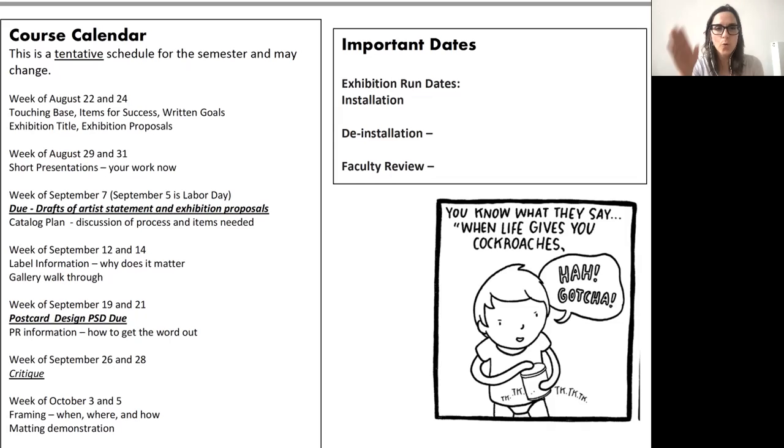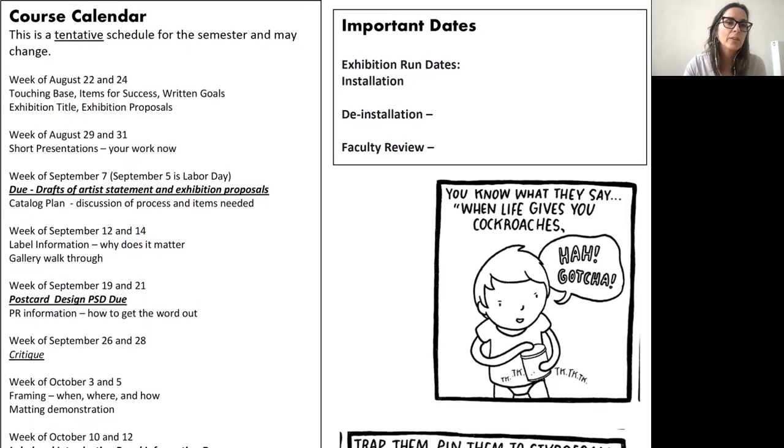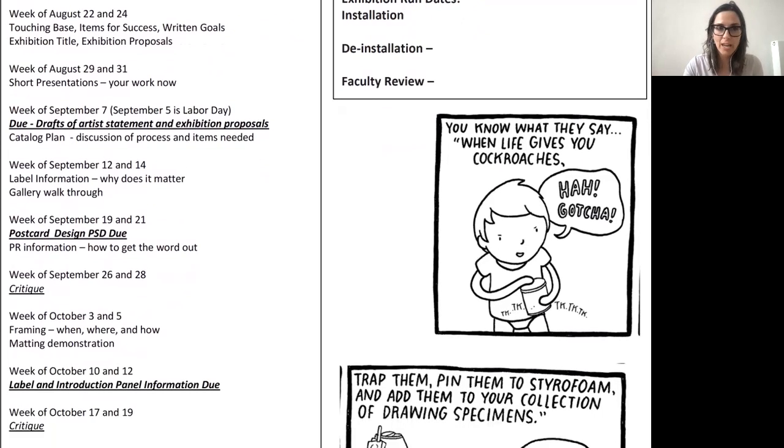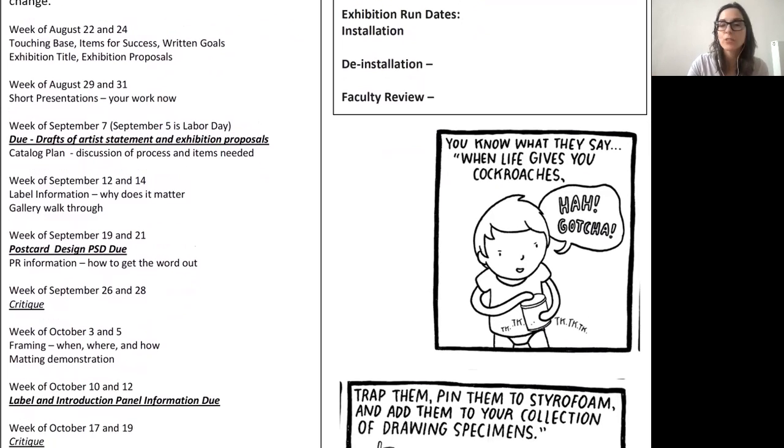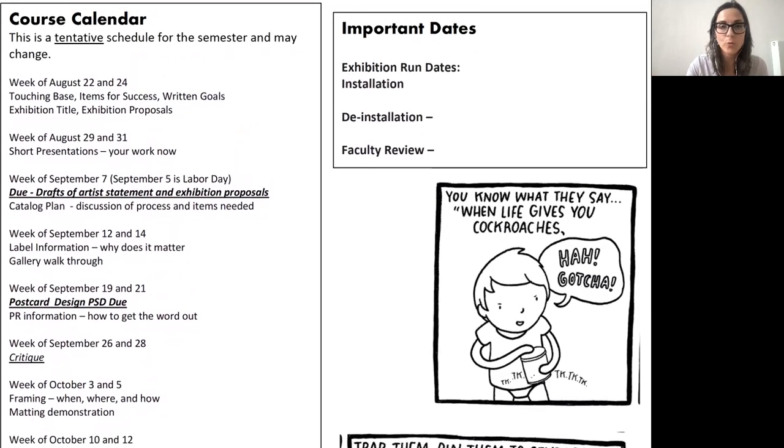And so the course calendar, which typically I like to have really organized, will definitely shift with some things once we know when that is, okay? So some of the things on the course calendar, the artist statements, short presentations about your work, those will not change. That will be next week.